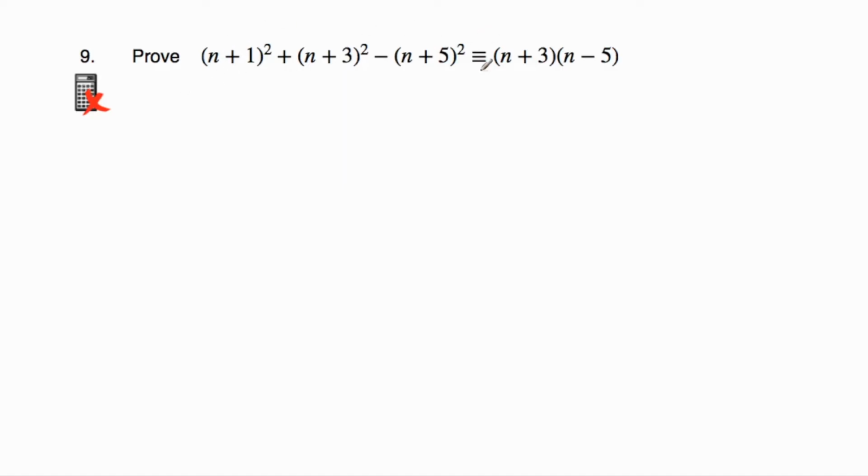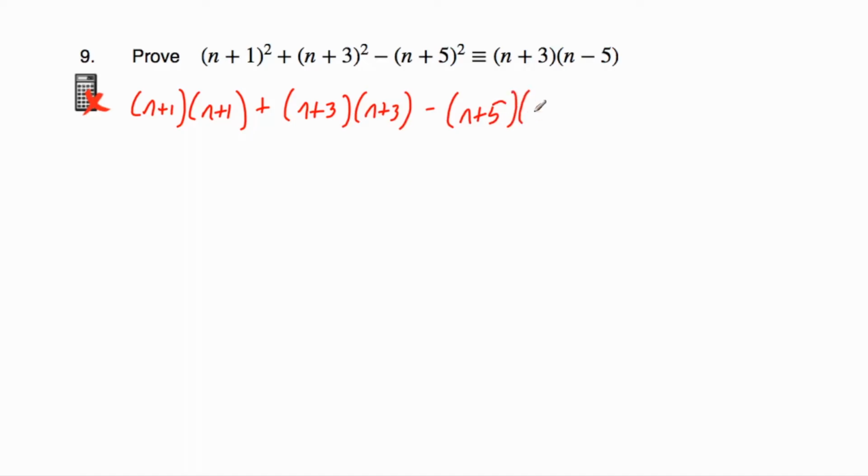Now I'm going to start with the left hand side because there's more I can do with it. I can expand these and so on, and hopefully I'll get to something which will factorize to this. So let's start with the left hand side. We've got (n + 1)(n + 1) plus (n + 3)(n + 3), and then take away (n + 5)(n + 5). So let's see what we get.